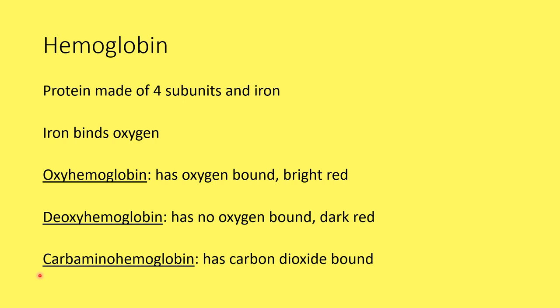it'll drop off the oxygen in the tissues where it's needed, and carbon dioxide is a waste product from the cell. So it'll pick up the carbon dioxide, transport it back to the lungs where you exhale it. When hemoglobin has carbon dioxide bound to it, then it's known as carbaminohemoglobin.